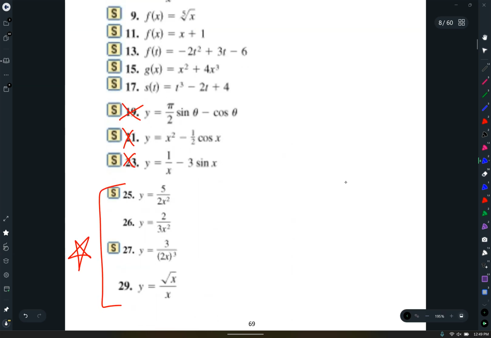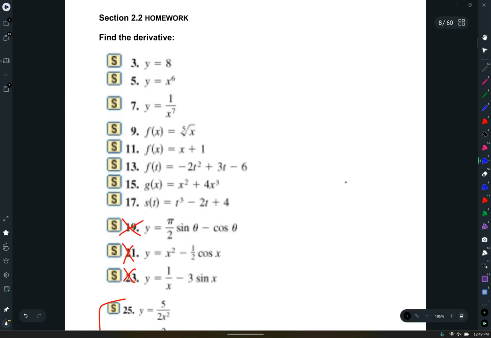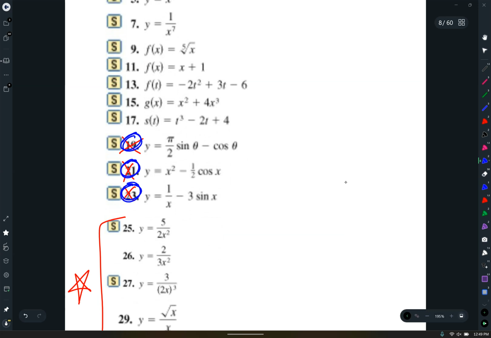And now let's go to the homework that you would have done on 2.2. All of those that we had originally skipped, we're going to add back in. For example, now you can add in 19 and 21 and 23. Make sure you go back and circle those, know that those are added in. Maybe I'll mention number 19 for you. Don't let that theta mess you up. That theta is just your variable.